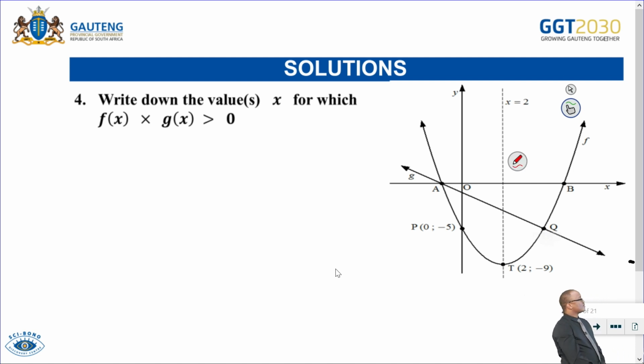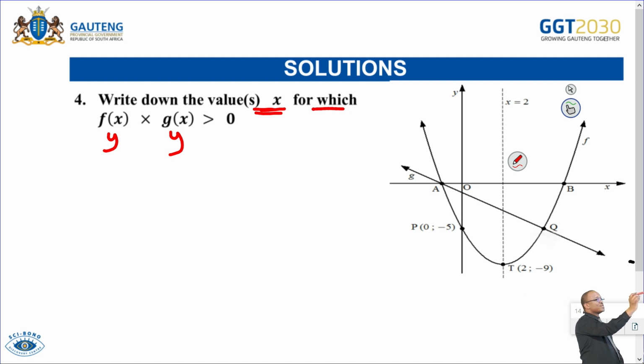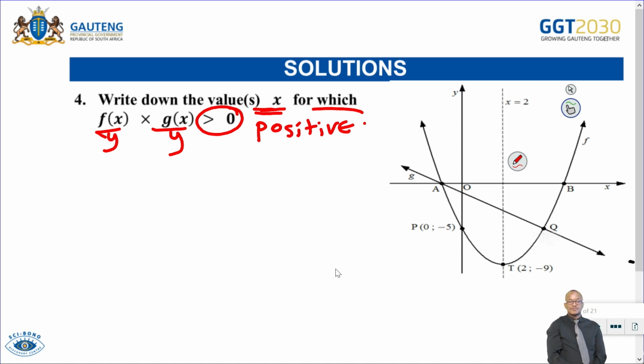Yes, thank you. So now, I'm saying here we're looking at y values. Remember, we write down the values of x for which the values of y, when you multiply them, must give you a positive number. Why am I saying positive? It's because greater than 0 means positive values. I hope that one is clear. Remember, f of x is y, g of x is y, but we're using y values to determine the values of x.